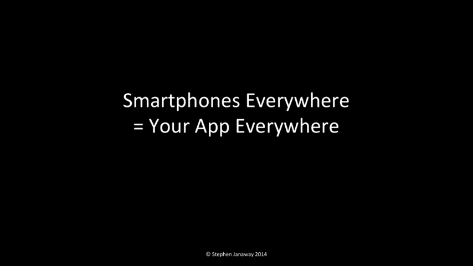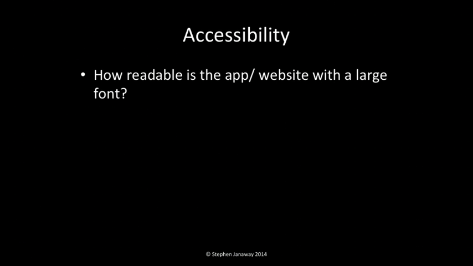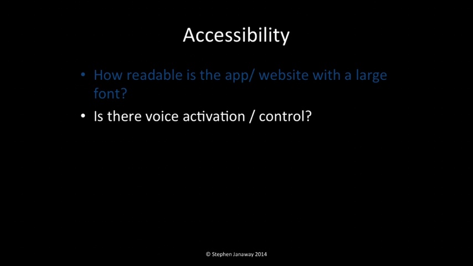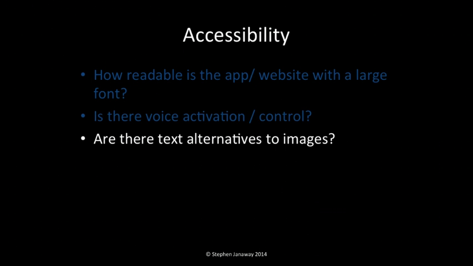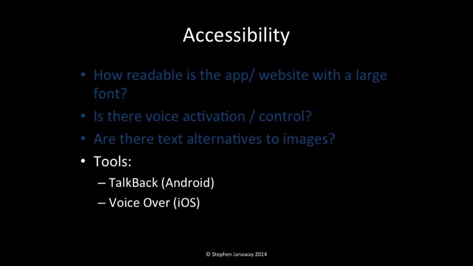So think about whether the app is available in different languages and what happens if you change language. What happens if you change the language of the keyboard, for example? Does it still work with your application? And this is kind of closely tied in as well with accessibility. So accessibility is becoming more and more important for mobile as well, as there are more and more mobile users. So how readable is your application if it's being viewed with a very large font? Maybe there's some voice activation or voice control for the application. Do the images have text alternatives? There are a couple of tools, TalkBack for Android and VoiceOver for iOS, that you can use to test applications for accessibility. I definitely recommend you check those out.